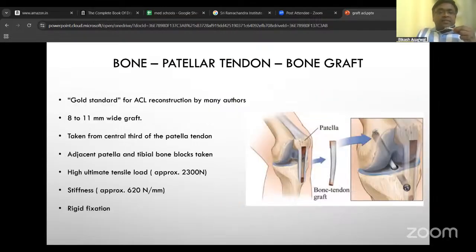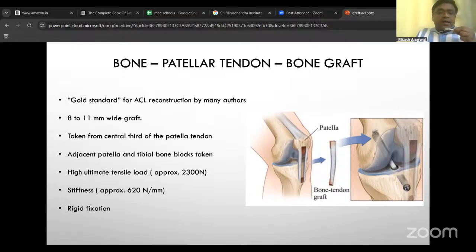Next graft is the bone patellar tendon bone graft. It is said to be the gold standard for ACL reconstruction by many authors. Here, what we do is we take the central strip of the patellar tendon, along with the bone from both tibial and the patellar aspect. The length of the tibial and the patellar bone should be at least 20 to 25 mm, and the bone should be at least 10 mm width.